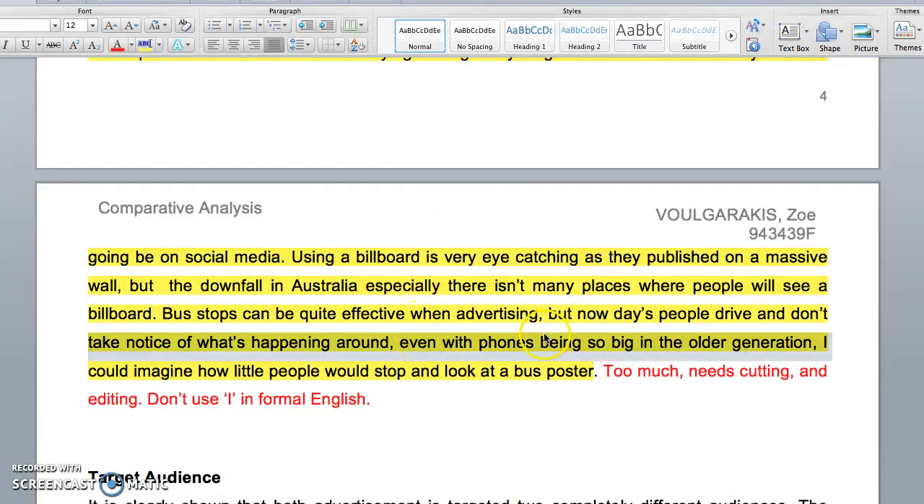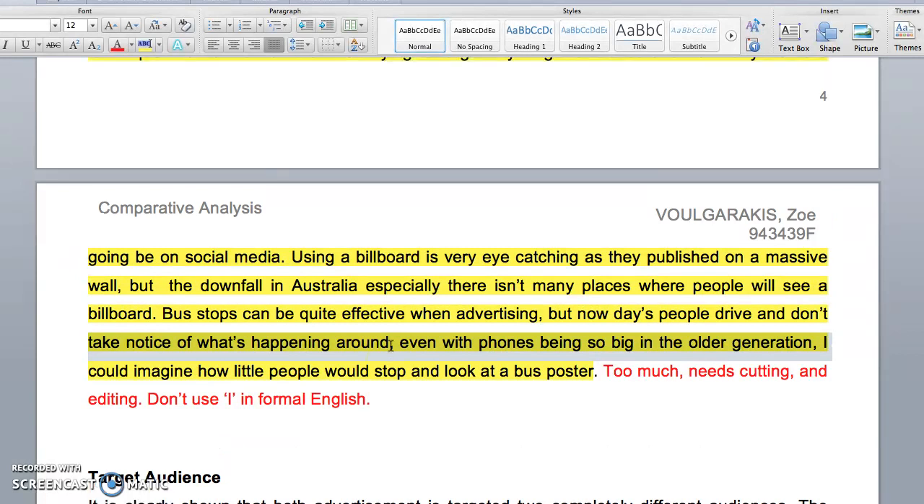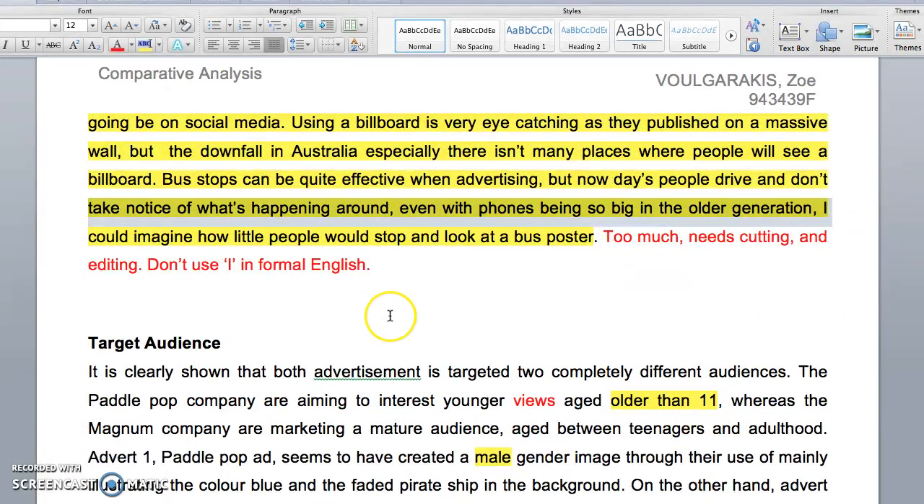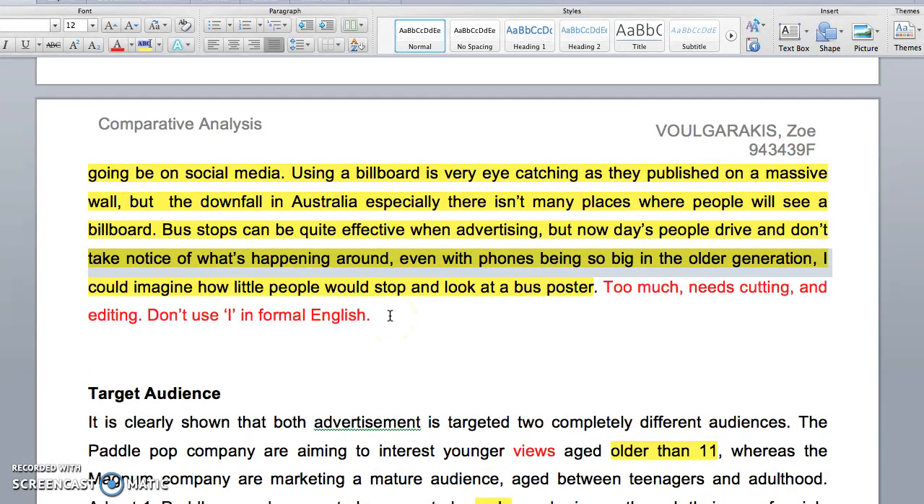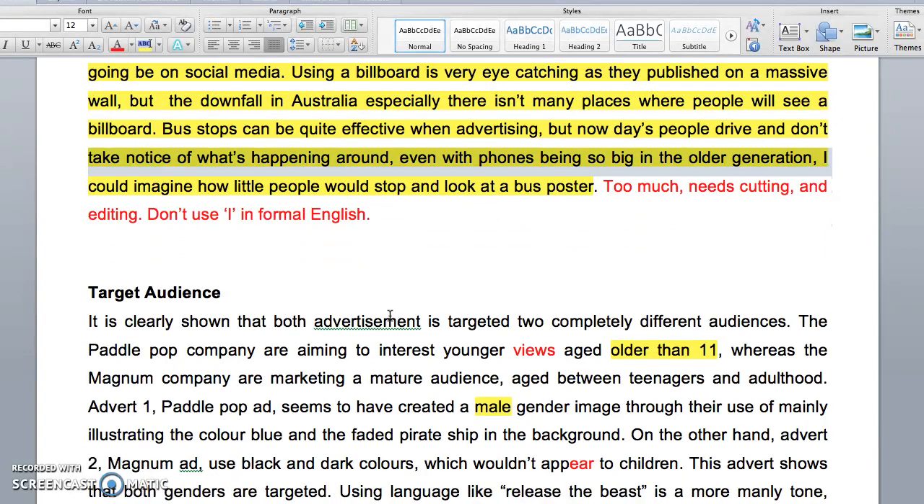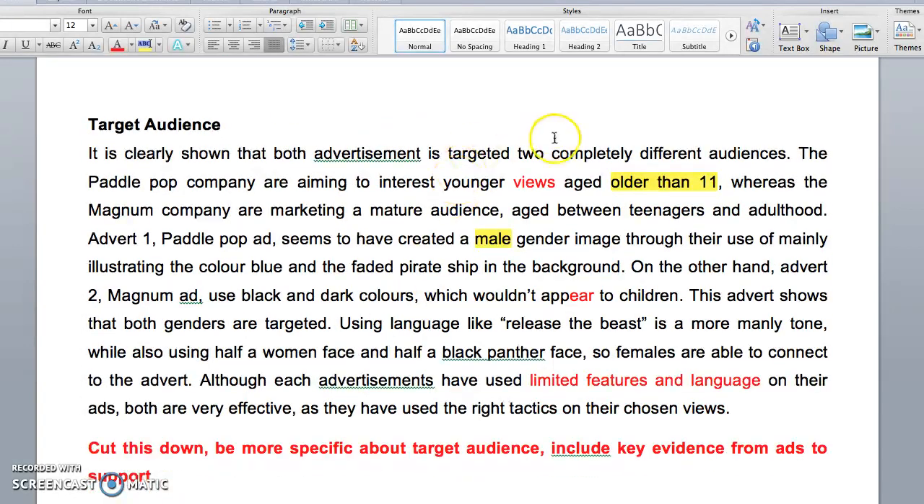So I think you just need to tidy this up. There's too much, you need to cut it and you need to edit. And don't use "I" in formal English, and just make sure you show your understanding of where it would be positioned. The Magnum one might actually appear in a magazine advertisement. You'd have to think about that. Target audience. Yes, they are two different target audiences.